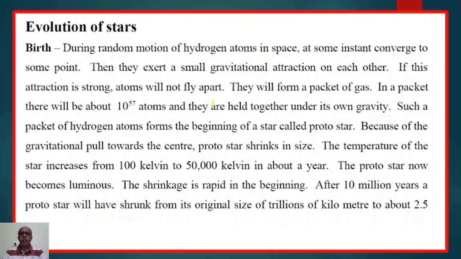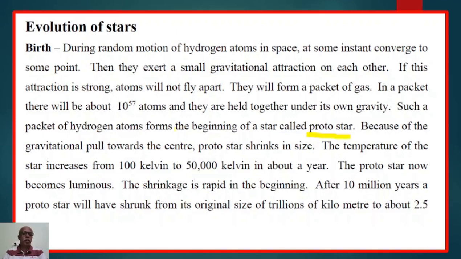Then they will form a packet of gas. In such a packet, there will be about 10^57 atoms, and these hydrogen atoms will be held under their own gravity. Such a packet of hydrogen atoms consisting of 10^57 atoms forms the beginning of a star, and that beginning of a star is called the protostar.